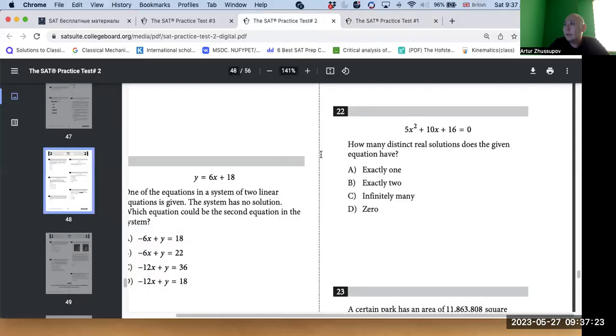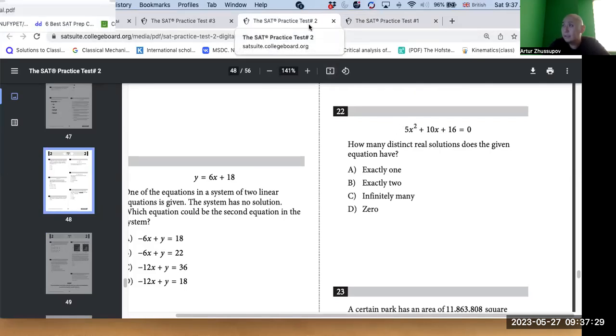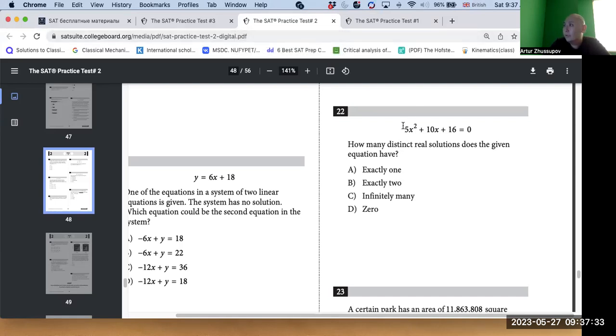Okay, so the next similar question was taken from practice test number 2, digital SAT test. We have a quadratic equation and the question is how many distinct real roots does the given equation have. Now we know that we should find the discriminant of this kind of equation, and to understand whether it is positive, negative, or zero, we can conclude how many solutions the equation has.